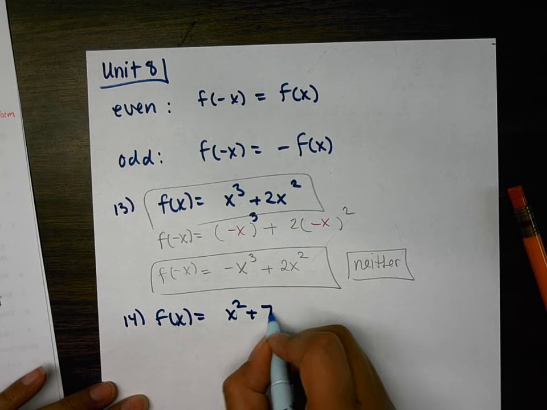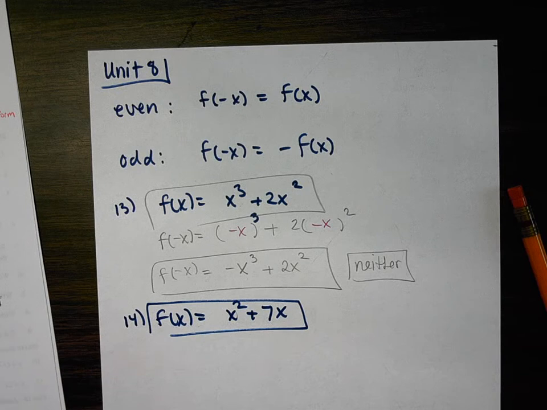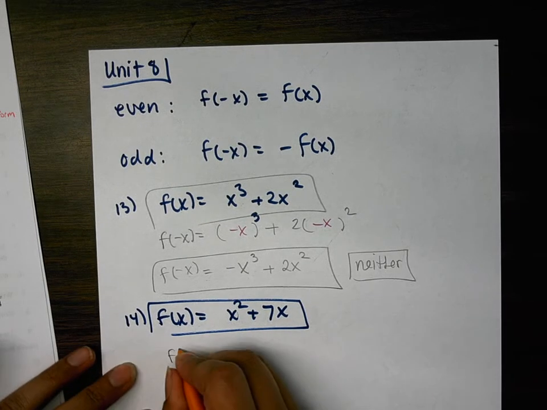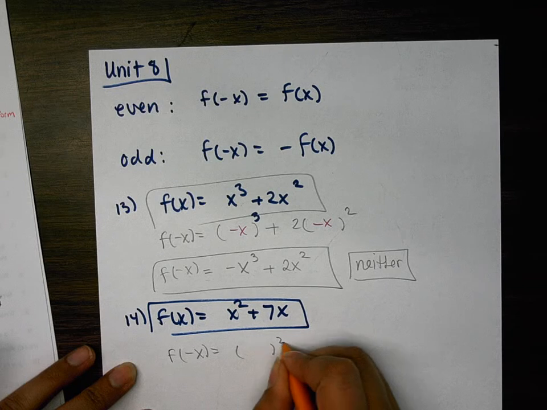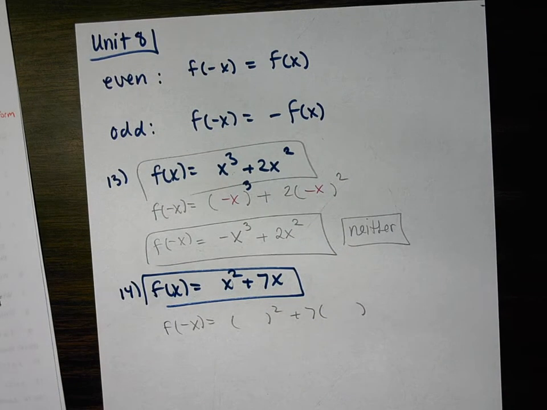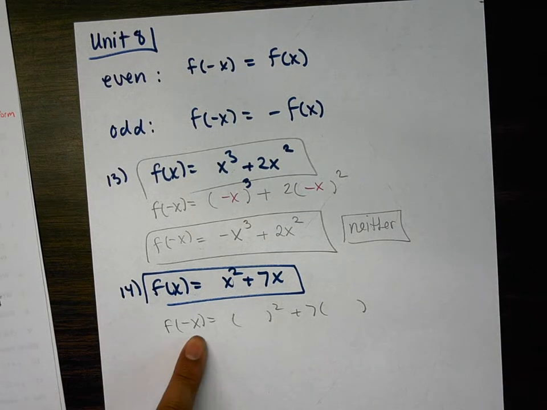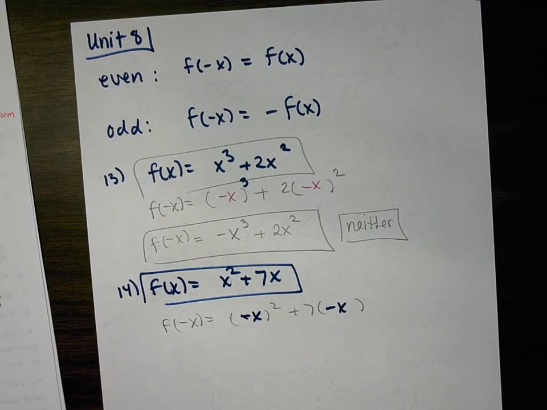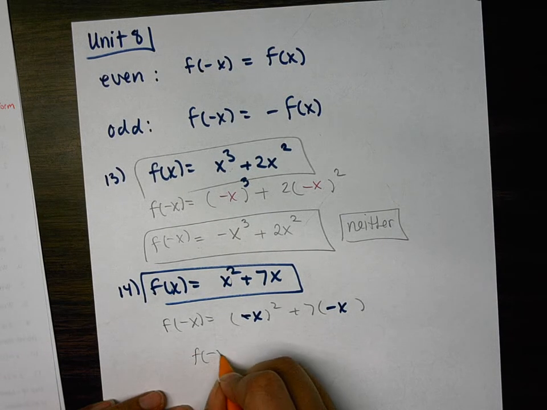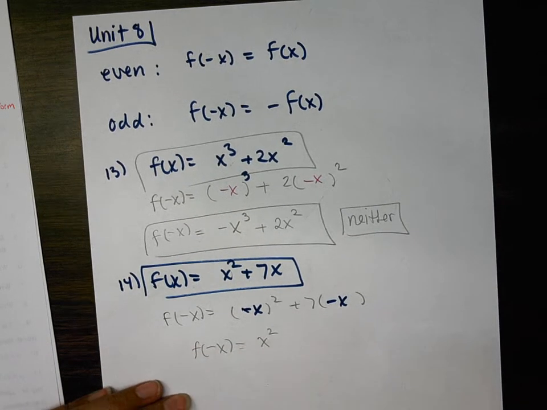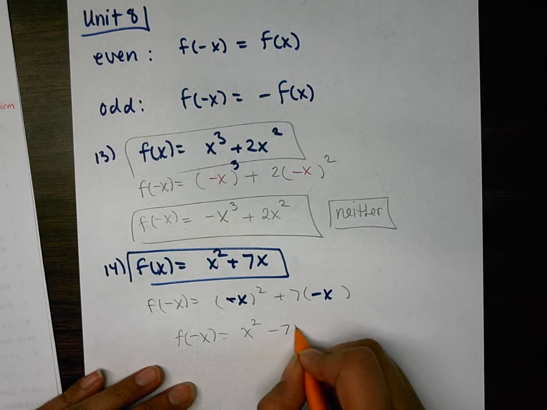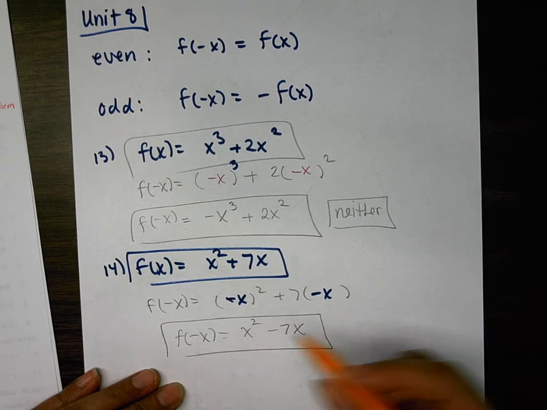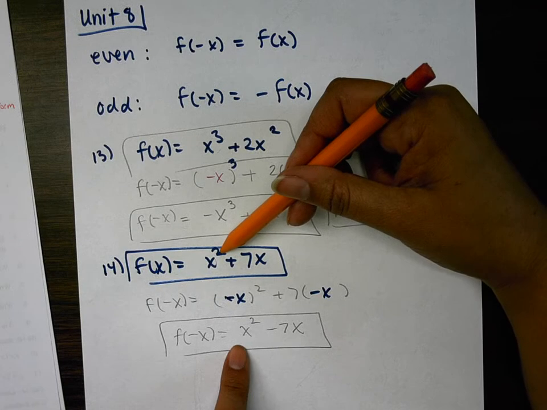X squared plus 7x. Here is the original. And then we go through and we find f of negative x. What do I plug in? Negative x. What's negative x times negative x? Positive x squared. Plus 7x or minus 7x? Minus. It's either exactly the same or exactly opposite. This is positive, positive, positive, negative.